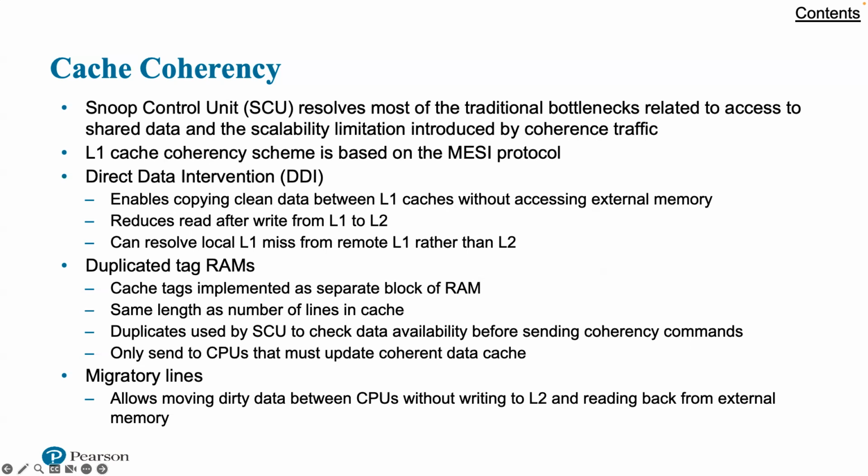The migratory lines feature enables moving dirty data from one CPU to another without writing to L2 and reading data back from the external memory. This operation can be described as follows. In a typical MESI protocol, one processor has a modified line and another processor attempts to read that line. The following actions occur. One, the line contents are transferred from the modified line to the processor that initiated the read. 2, the line contents are written back to the main memory. And 3, the line is put in the shared state in both caches.